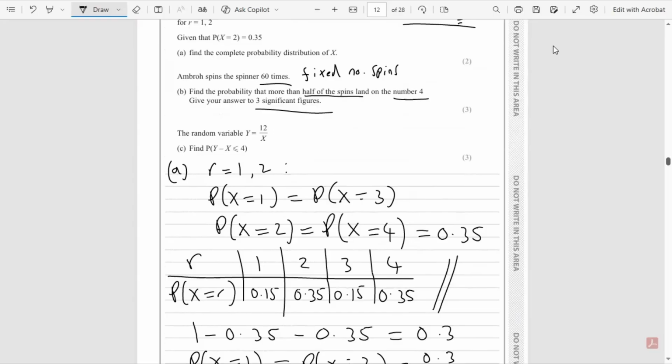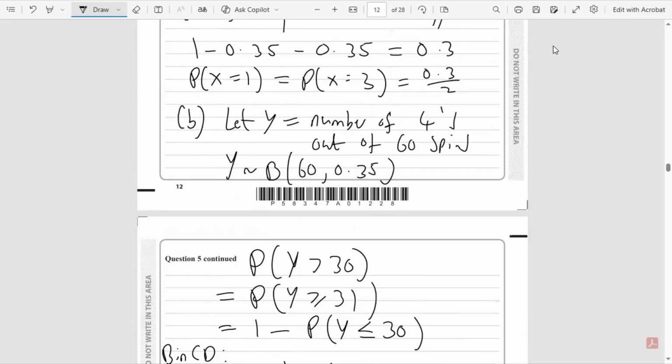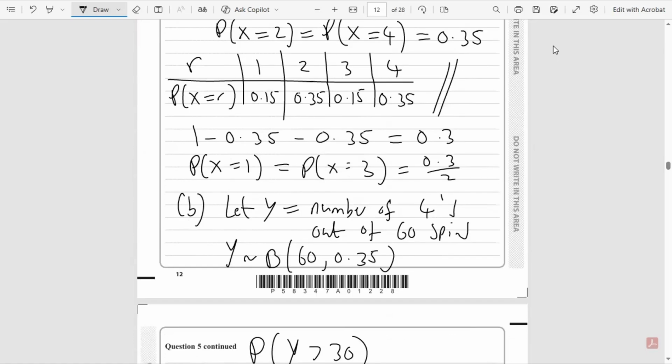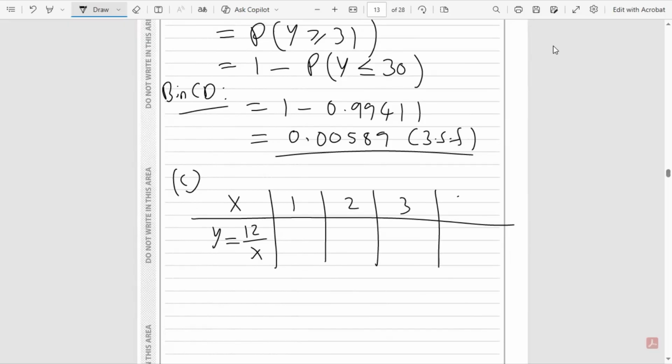Now with this one, it's probably easier that we do another table here. So let's put X here and then let's put Y here. We're told from the information that Y is 12 over X. So Y equals 12 over X. Remember, the spinner can land on 1 or 2 or 3 or 4. So with Y, for the first column, 12 divided by 1 is obviously 12. 12 divided by 2 is 6, 12 divided by 3 is 4, and 12 over 4 is 3.